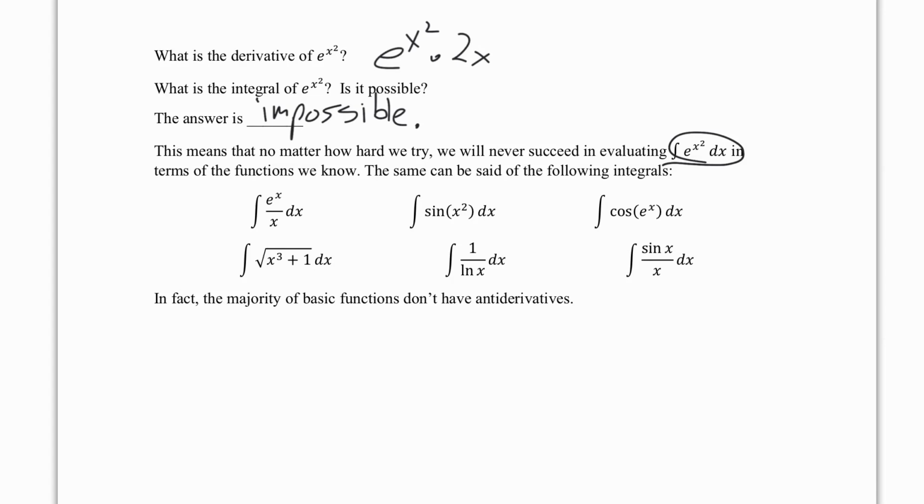And the same can be said for all sorts of integrals. e to the x over x, or sine x squared, cos e to the x, 1 over ln x, all of these types of functions here, they're all pretty simple looking functions. But they don't have nice antiderivatives. In fact, the majority of basic functions don't have antiderivatives. And so this is something that you'll learn more in future courses. The examples we're going to do all have nice antiderivatives. But as you go further on in math, you'll find that doing derivatives is actually pretty easy, but doing antiderivatives or doing integrals can be quite challenging and can sometimes literally be impossible.